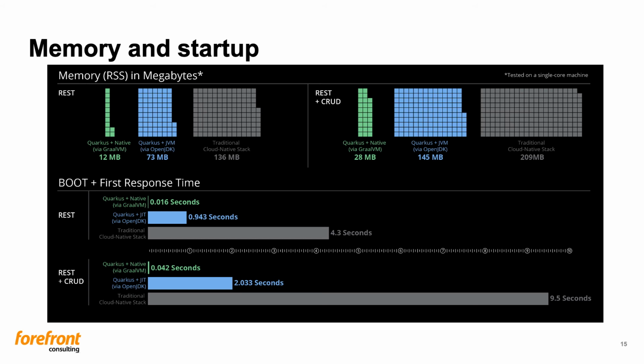And if we instead move on to look at the response time, so this is the boot of the application to the first response time of a REST call, you can see there are already pretty big differences comparing the traditional cloud native stack to Quarkus on the JVM. And if you look at the ahead of time compiled version, it's really, really quick.